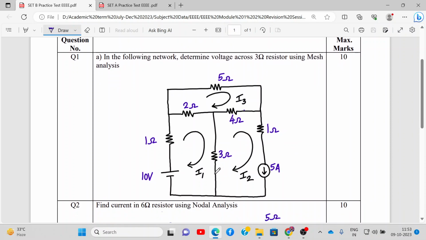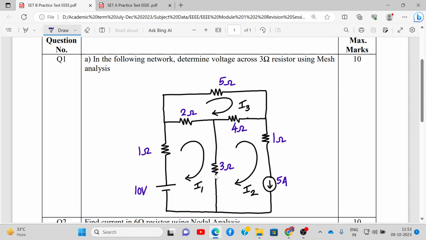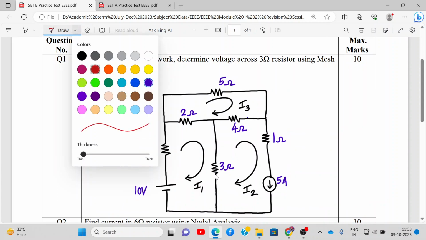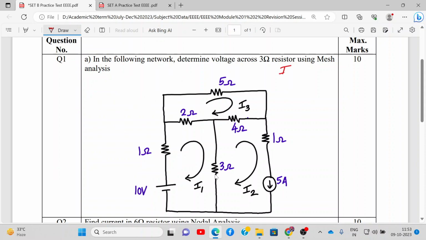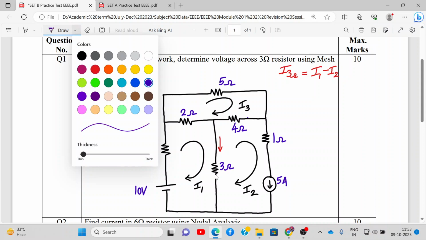So at first sight, let me expand it a little. The current flowing through 3 ohm resistance, let me mark it as I3 ohms. These currents are already defined, I1, I2 and I3. Let's consider the current flowing through the 3 ohm resistance is flowing down. So that will be I1 minus I2. All right, so in short, we need to find I1 and I2. Let's start solving. Let me use blue color.